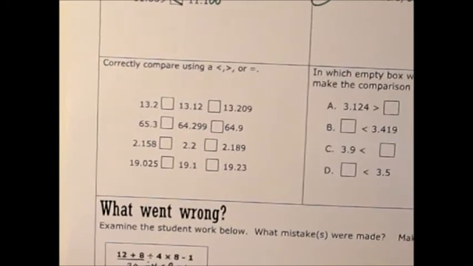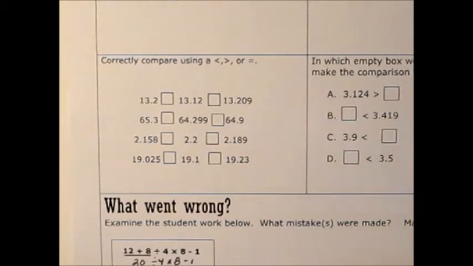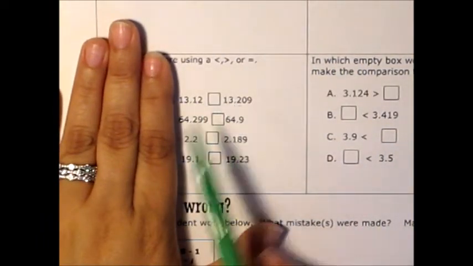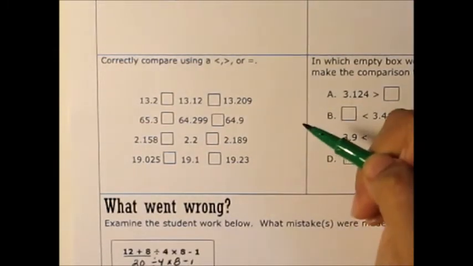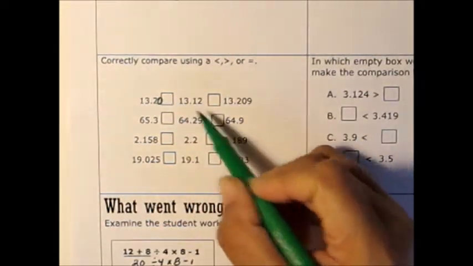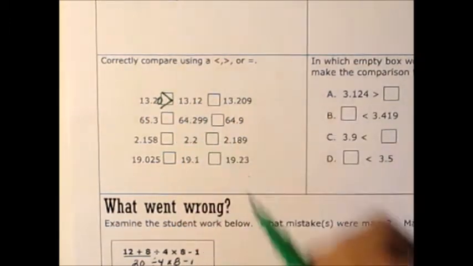Okay, so we're moving on, and we're correctly comparing using greater than, less than, or equal to. Now, when you're looking at this type of problem, remember that you solve it step by step. So the first thing you need to do is compare these two, then compare these two. And remember, just like we did above, make sure you add your imaginary zeros so that your place values go to the same place. Here we go. So this one goes all the way to the hundredths. I'll add a 0 there. 13 and 20 hundredths versus 13 and 12 hundredths. This one is the greater than.